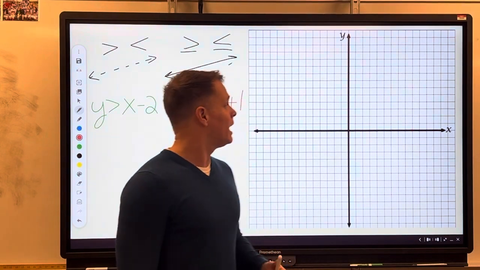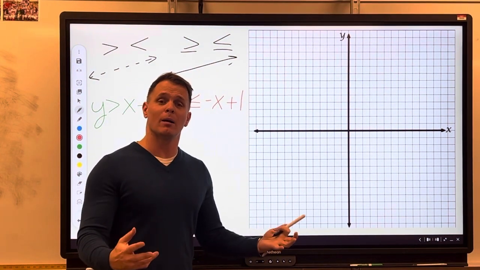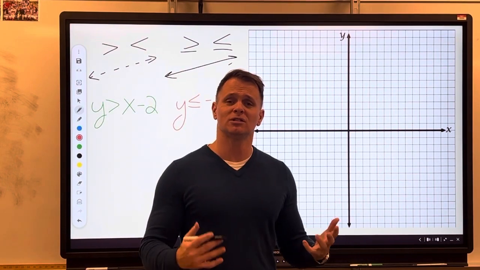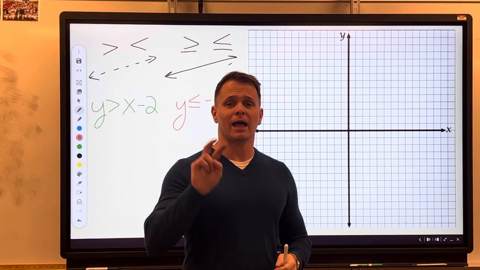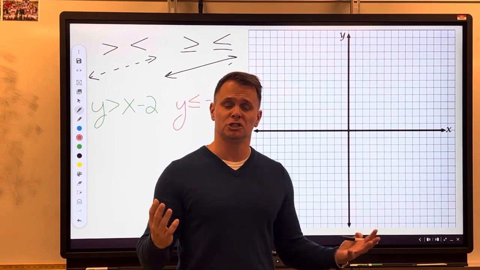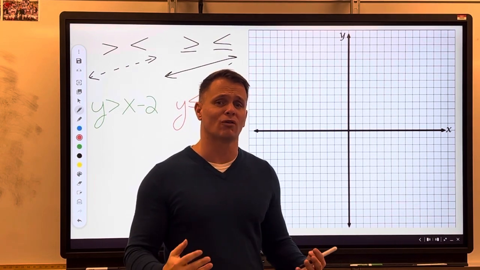Today what we're going to do is graph and find the solution for a system of inequalities. Now again, remember, inequality means there's no equal sign. So when we have a system of inequalities, we're going to have two or more inequalities that we're going to graph. We're going to shade the solution, and we're looking for where all the shades overlap.